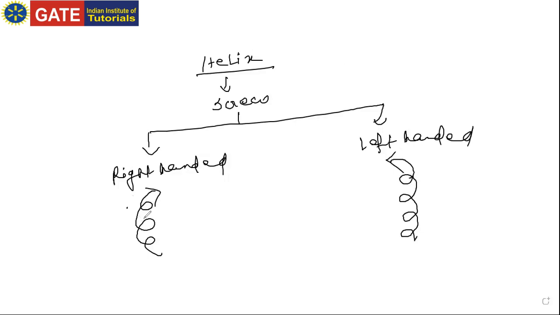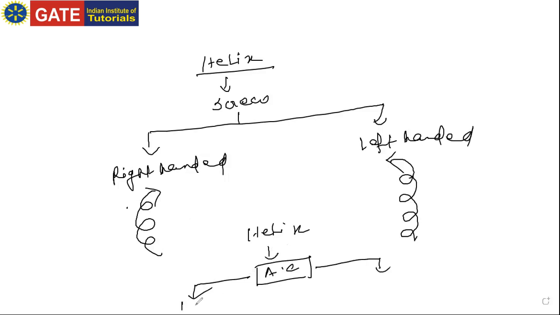On the basis of amino acid, helix on the basis of amino acid, we have two types, levo amino acid and dextro amino acid. When we talk about amino acids, L form is the most common. D form is not present everywhere.